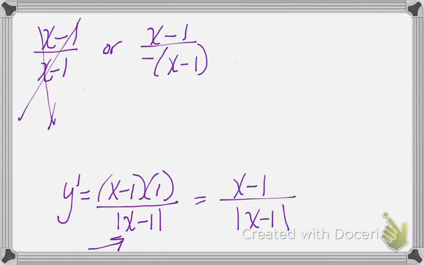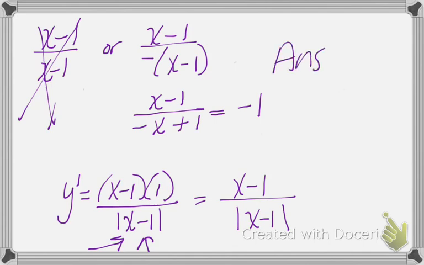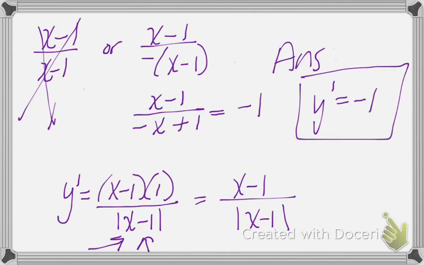Okay, let's look at the next one. We'll get x minus 1 over a negative x plus 1. And that would just be negative 1 because all the signs are different. So could negative 1 go in here? Yes, because negative 1 and negative 1 is negative 2, so that would be fine. So your answer would be that y prime equals negative 1.